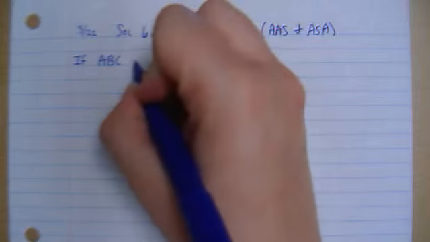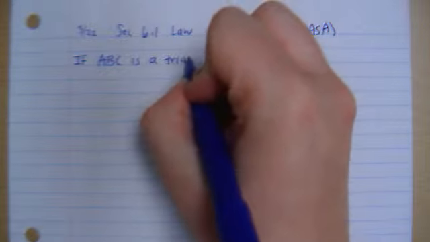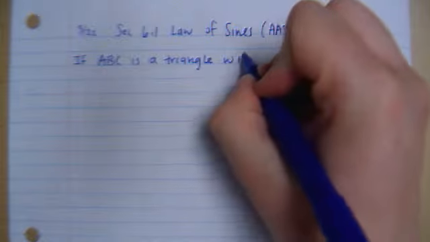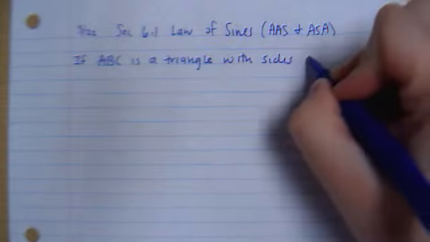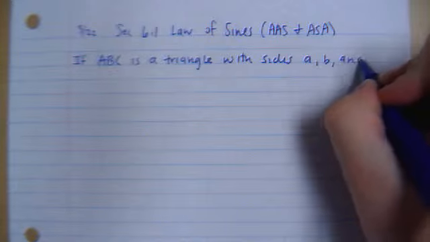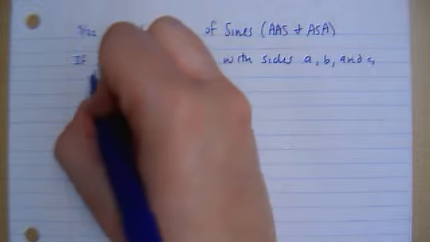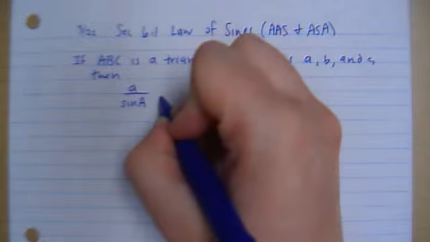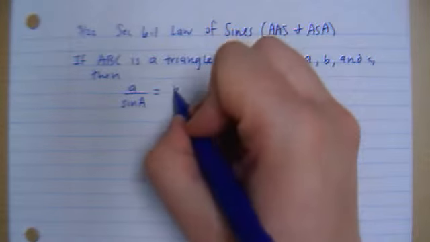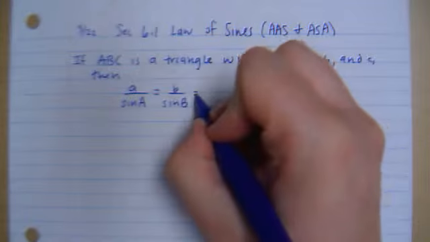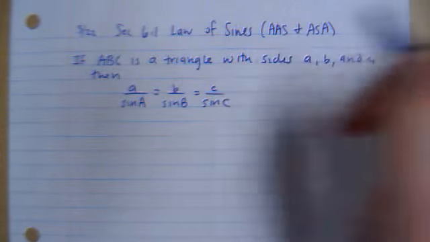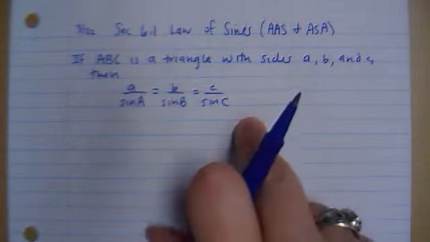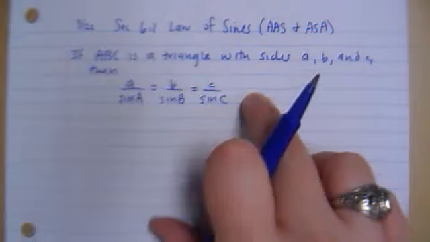Now if I have triangle ABC with sides little a, little b, and little c, then this is law of sines. So a over sine A is equal to b over sine B is equal to c over sine C. The capital letters are your angles, the lowercase letters are your sides.